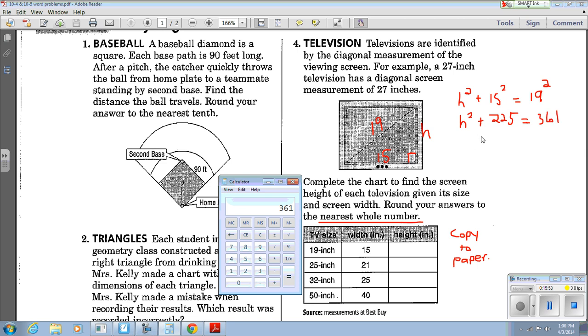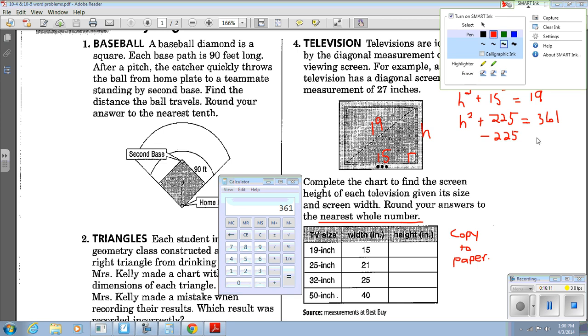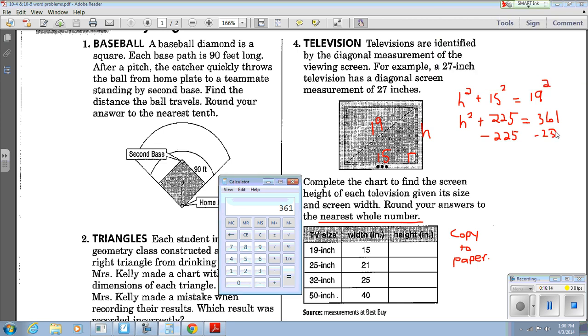Got to get that h by itself. So on both sides, I want to subtract 225 off of both. Oops, a minus sign there. We got to erase again. There we go. All right, so I'm going to subtract 225 off of there. Need my marker back. All right, here we go. Minus 225. So then, h squared equals 361 minus 225. Let's see. I'm going to borrow here. So now I have 136. And now I want to do the square root. So h equals the square root of 136.